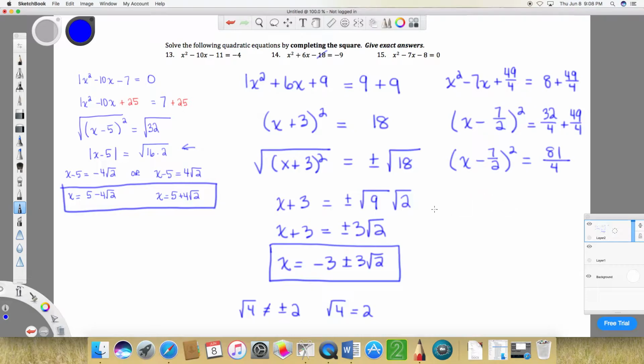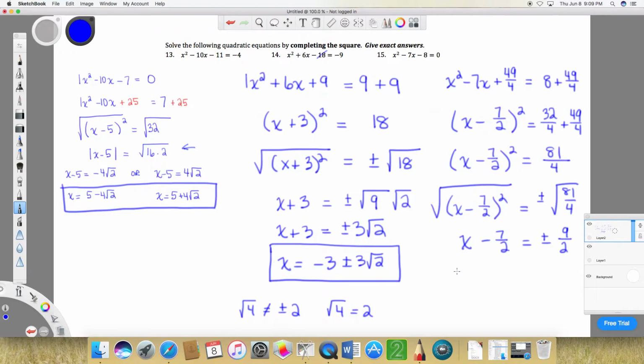And when I go to take the square root of both sides, if you don't want to include this extra step of writing absolute value, you can just put plus or minus in there. And when you take the square root of a fraction, you can take the square root of the numerator and the square root of the denominator separately. The square root of 81 is 9, and the square root of 4 is 2.